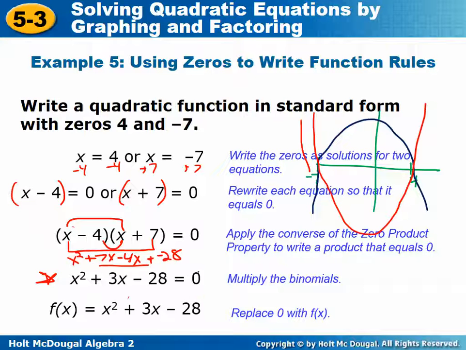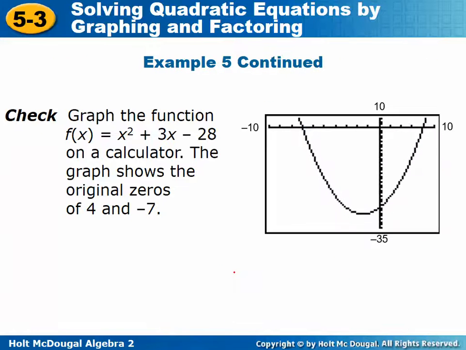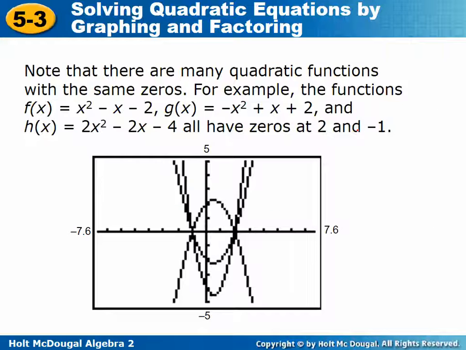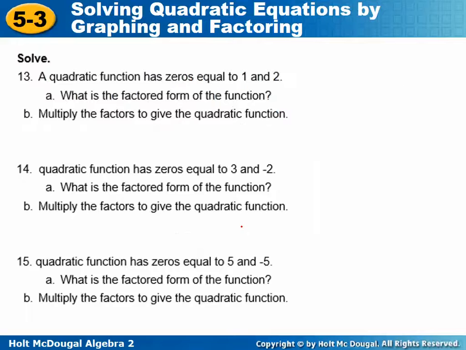And then they said take the 0 away and put f of x. So now we have our actual answer in function notation. And you can graph and see that that indeed would give us zeros. This is an opening upwards one of 4 and -7. Now again, this is not the only one that would work. They give us some examples that would also work, but that's okay. These are all ones that have 2 and -1 as zeros. But it's one function that would work.